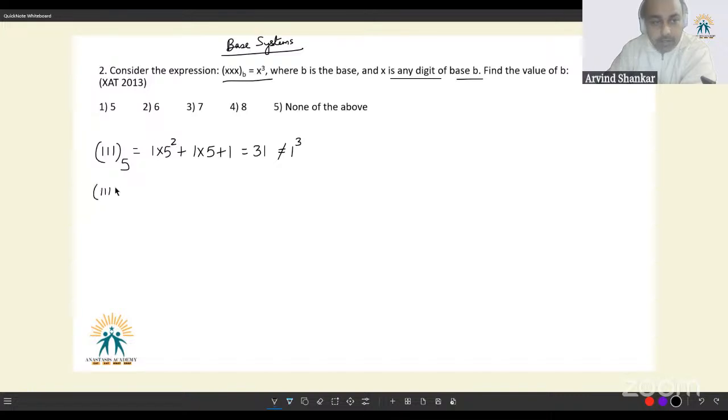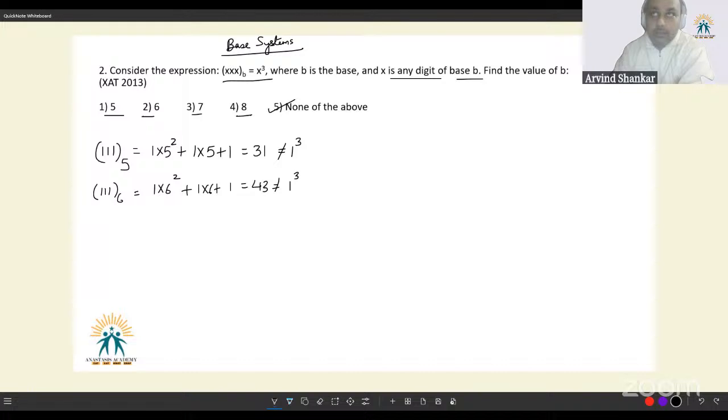Or if I have 111 in base 6, next option, I'll have 1 into 6 square plus 1 into 6 plus 1, which is equal to 43, which is most definitely not equal to 1 cube. And by this time, you would also perhaps catch on, अगर हम 111 ले रहे हैं तो 7 square आ गया या 8 square आ गया. Of course, none of them would be equivalent to 1 cube. So, in none of the bases, this is going to be true. And therefore, the answer to the question should be none of the above. There is no base where any digit x repeated 3 times will get us to x cube.